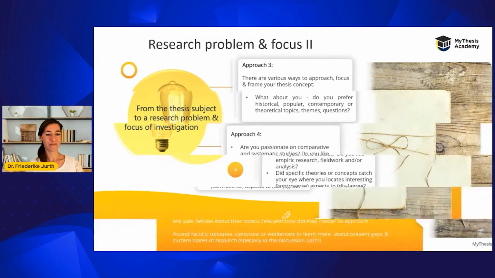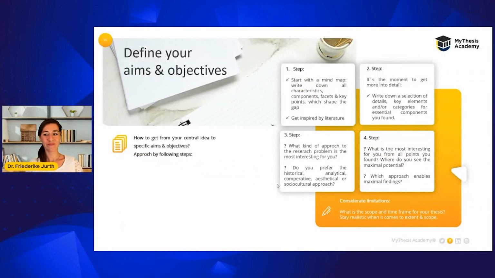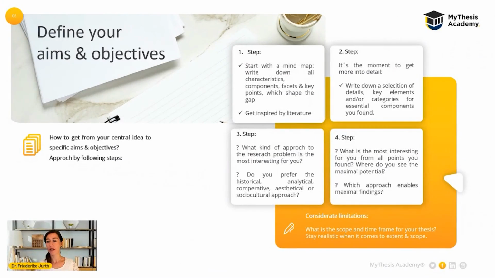Now, we are getting right to the point where we try to find out how to define your aims and objectives for your thesis. So how to get from the central idea, from the general research idea, to the specific focus, to the aims and to objectives. And there I collected 4 steps that you can take to approach.